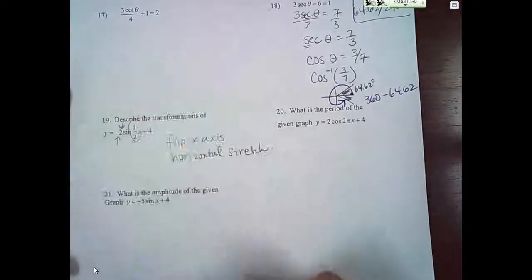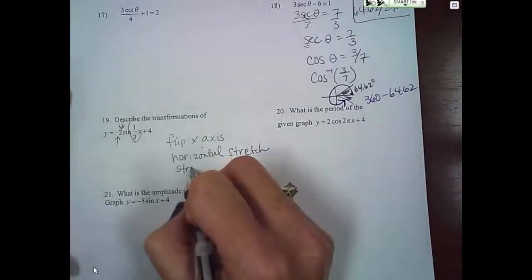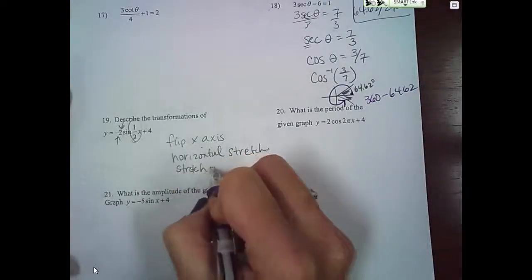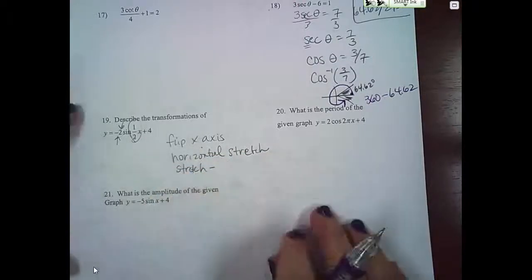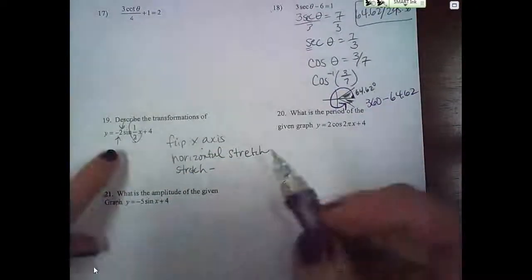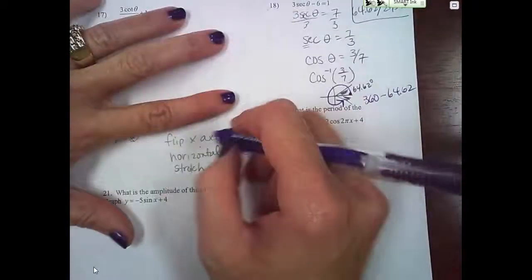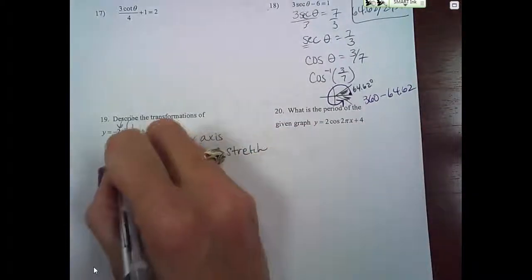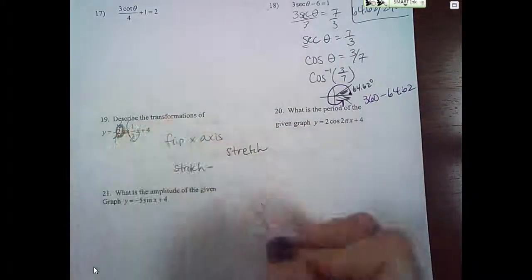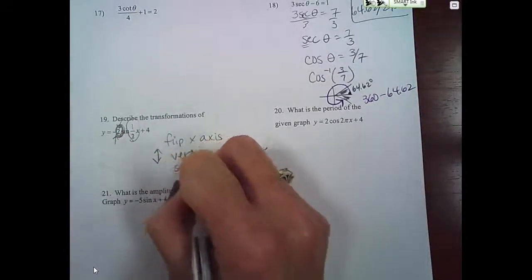1/2, it's a fraction, right? So 1/2 doesn't shrink it, it stretches it. A fraction stretches. Oh, I apologize, guys, I made a mistake. This -2, it stretches it up and down. Up and down is a vertical. I apologize for that. This 2 right here is the amplitude, which stretches it this way, right? That is a vertical stretch.